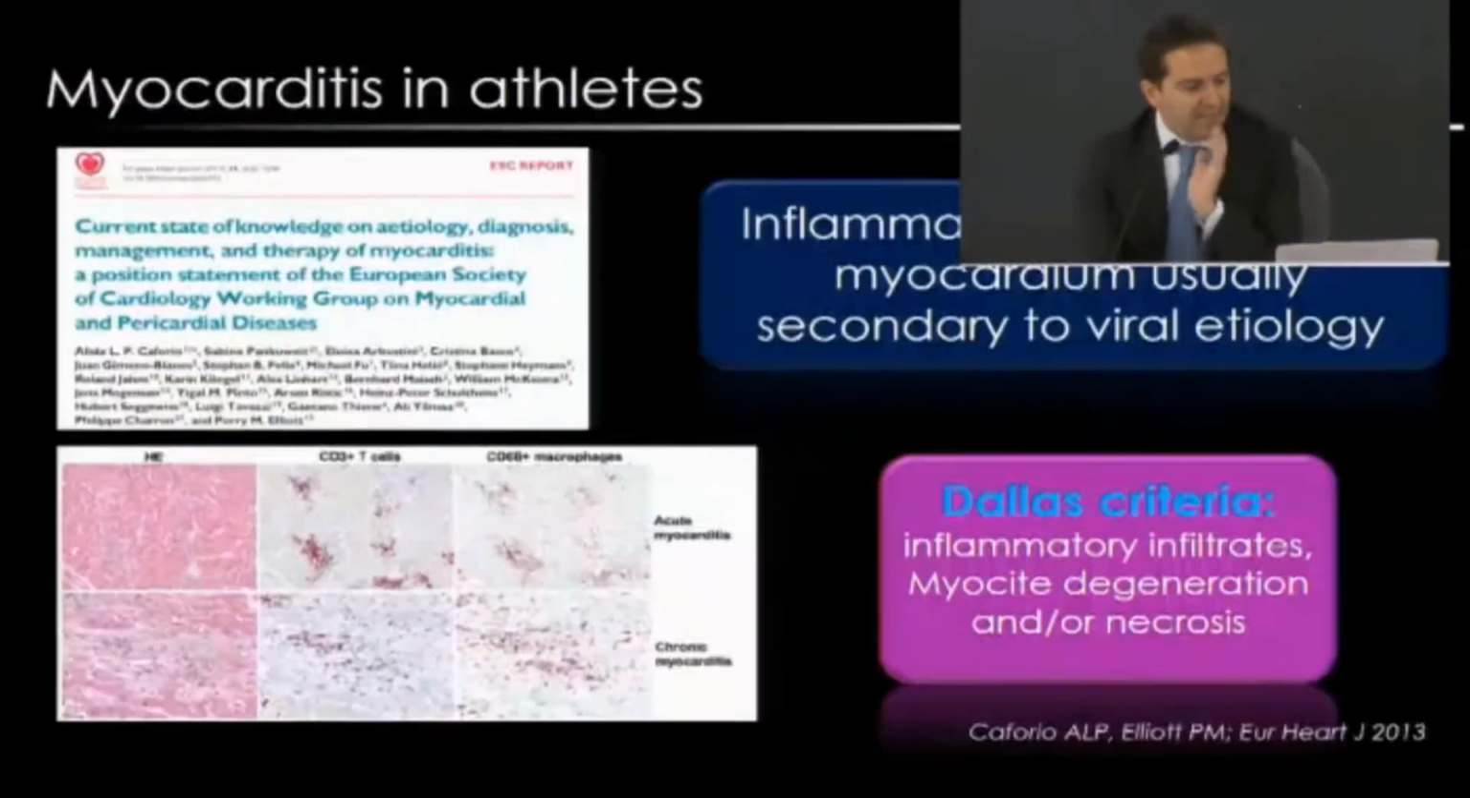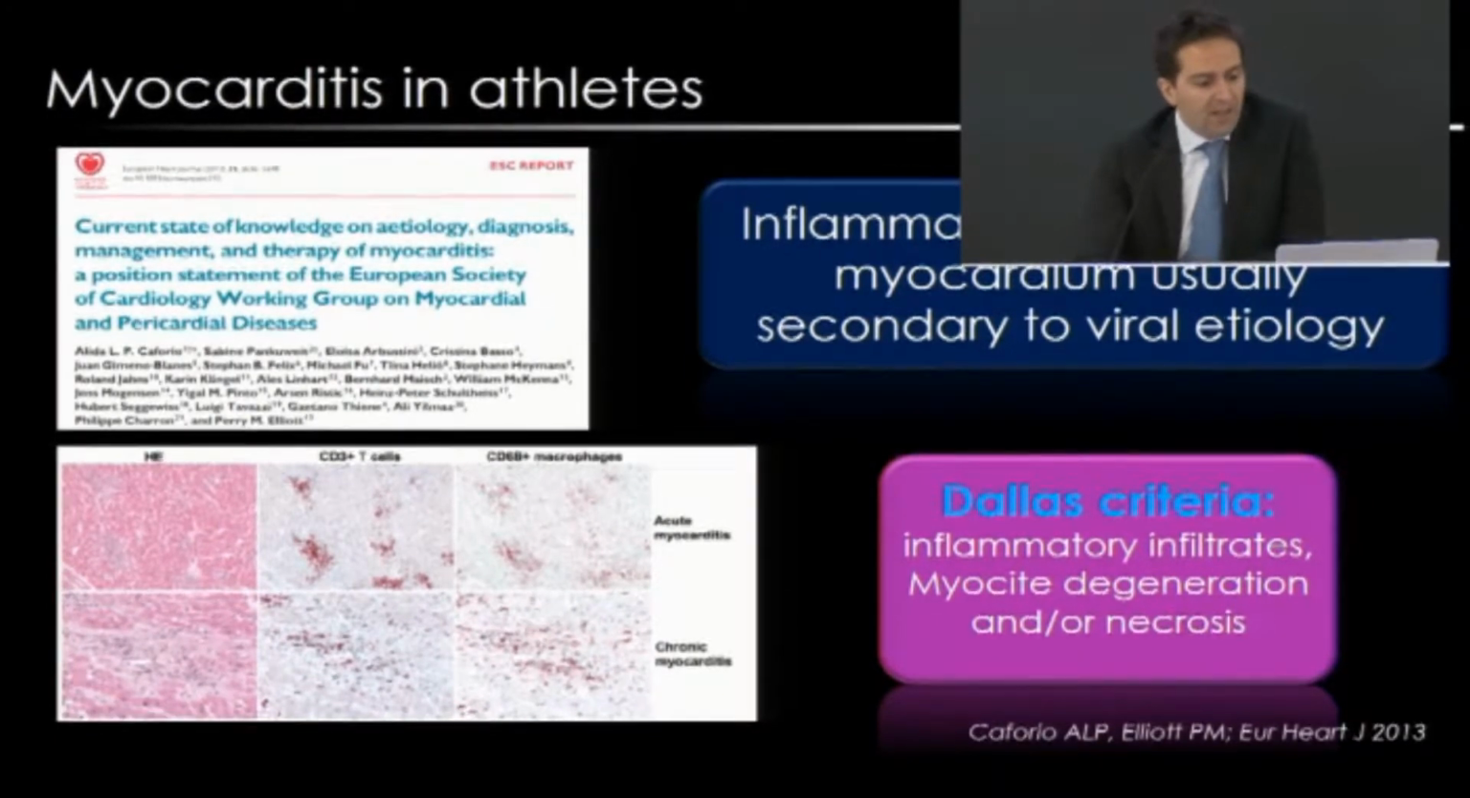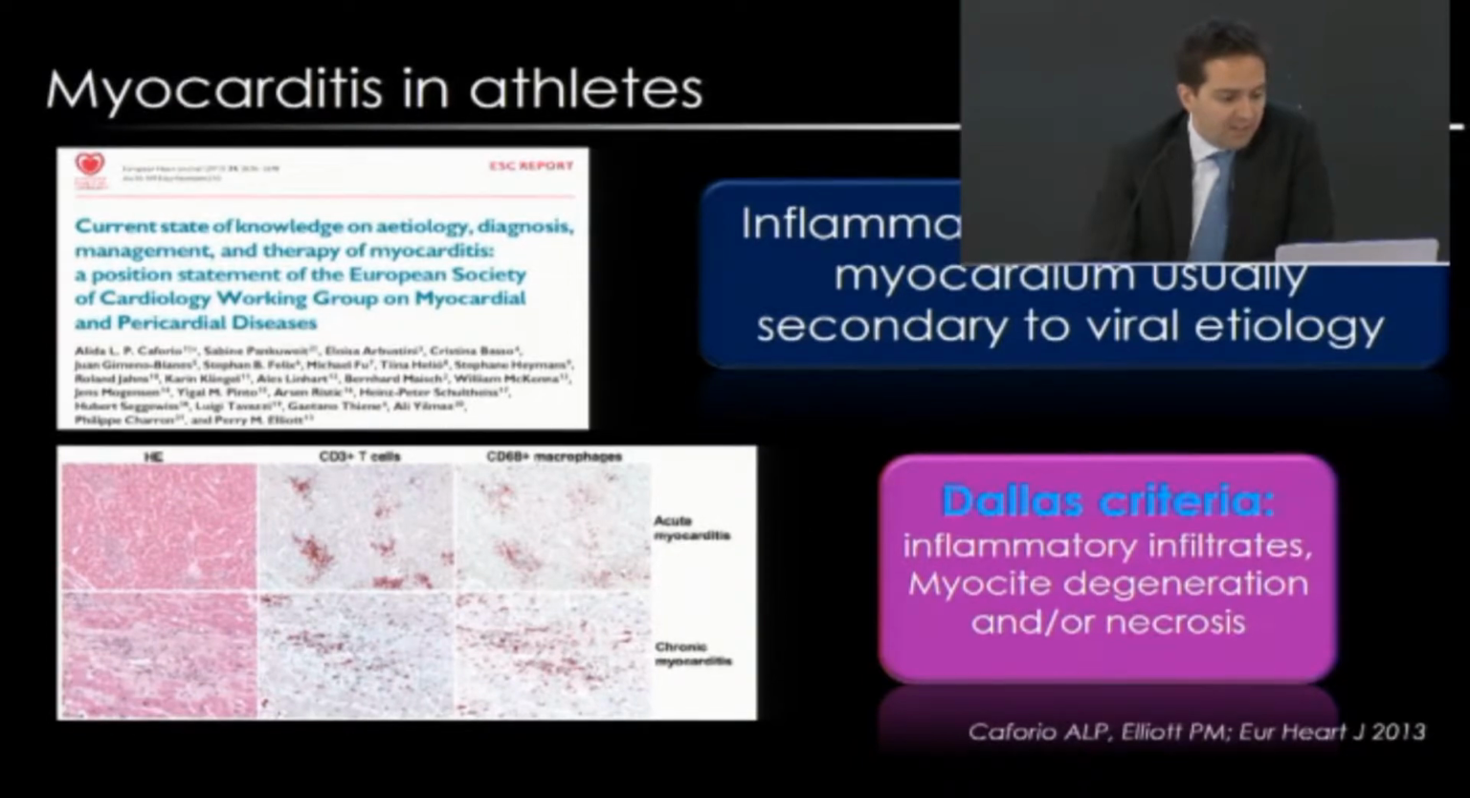So what is myocarditis? Myocarditis is an inflammatory disease of the myocardium that usually causes loss of myocytes and necrosis of myocyte cells, and it is usually secondary to a viral etiology. The diagnosis can be made with histology, with the so-called Dallas criteria, characterized by inflammatory infiltrates, myocyte degeneration, and/or necrosis within the left ventricle.